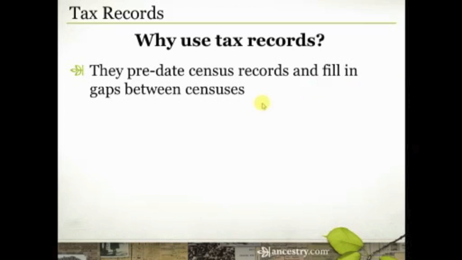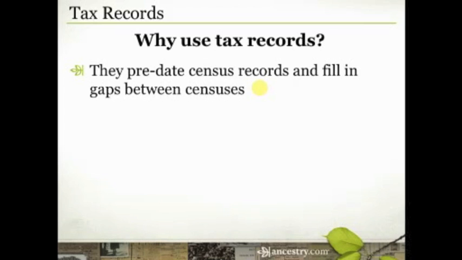They also fill in the gaps in between censuses. So the census, of course, here in the United States is taken every 10 years, on the 10s, and what that means is that we've got a 10-year gap every time where we might not know if our family moved or if somebody passed away or if there were changes in that family structure. And so tax records help us fill in some of those gaps.